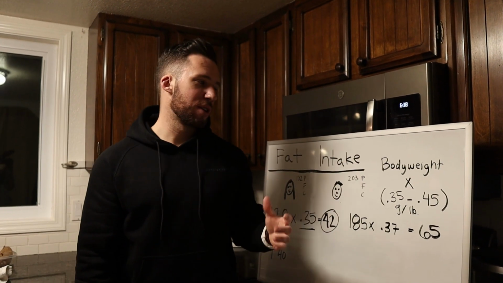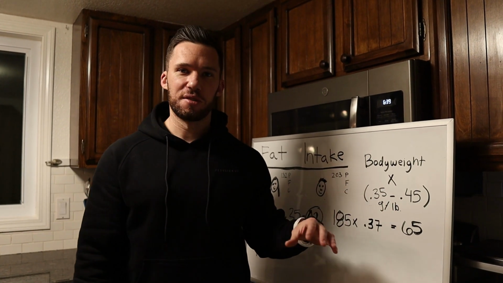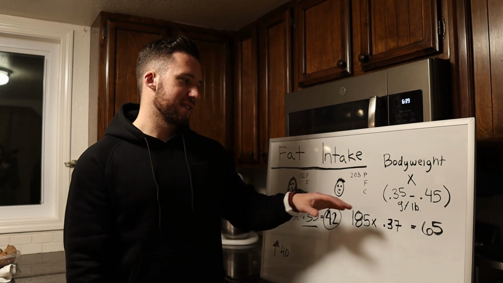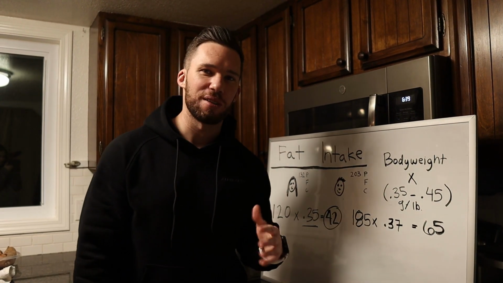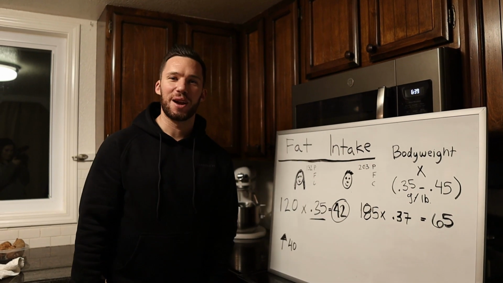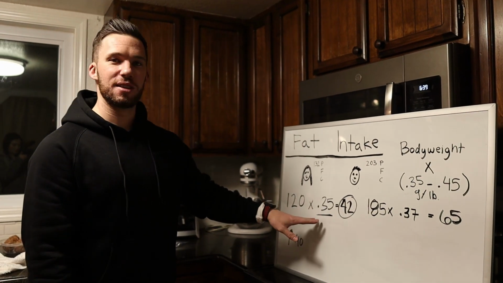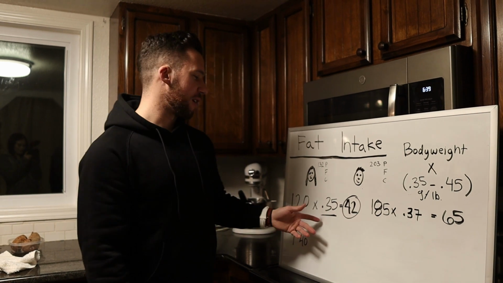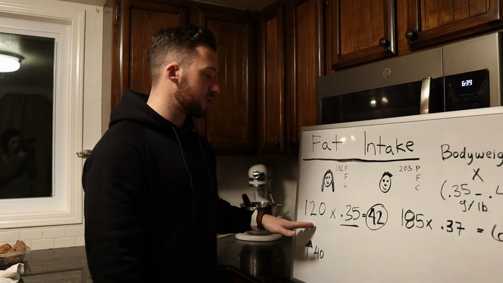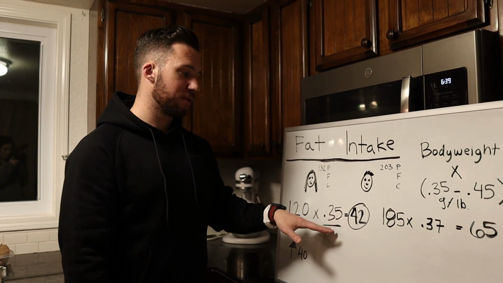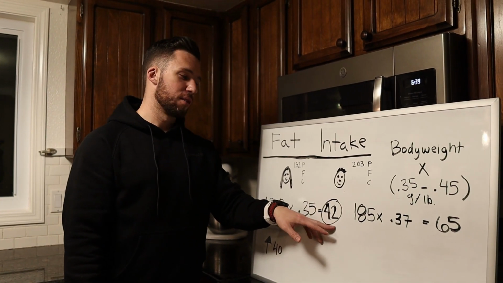If you're somebody that really craves pasta or cereal or bread, things like that, then you want to go with 0.35 grams of fat. I'm kind of in the middle. That's why I went with a random number. For my wife, she likes carbs more. She prefers carbs, so I did 0.35. She's 120 pounds, multiply that by 0.35, that's going to give her 42 grams of fat.